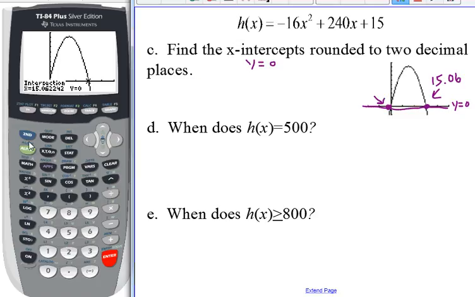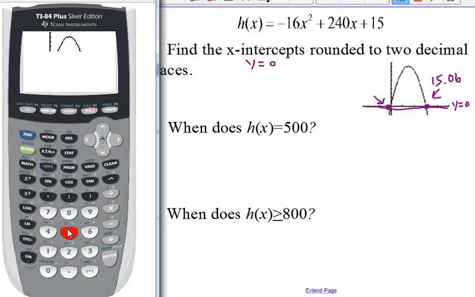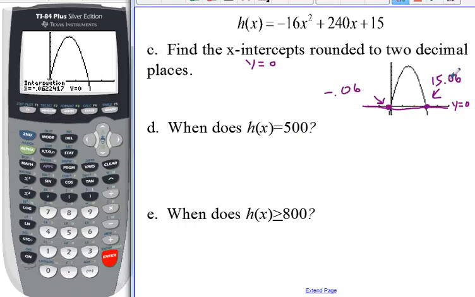Now to get the other one, we do the same thing, but we need to get the cursor closer. So second calc, intersect, and now we need to bring that cursor off to the left all the way down so it's closer to the other one. First curve, you'll notice the equation's up here. We press enter. Second curve is when y equals 0. We press enter. We press enter one more time. And there's our other one, negative 0.06. We're going to 2 places. And we've answered our question. What are the x-intercepts? Negative 0.06 and 15.06.